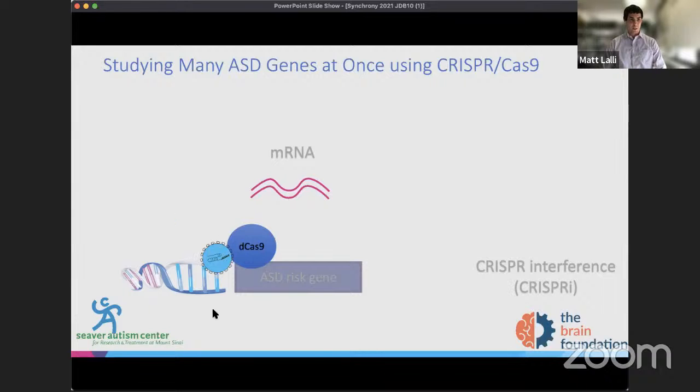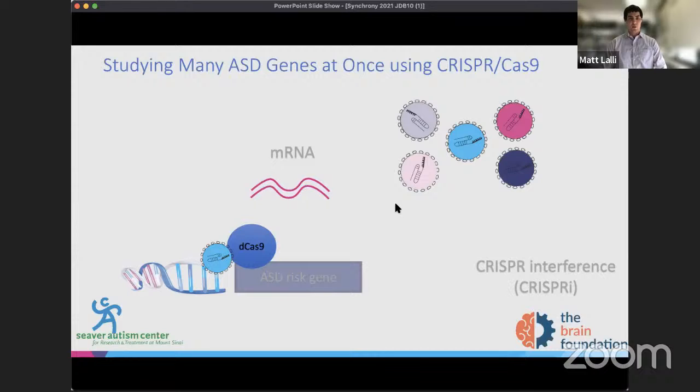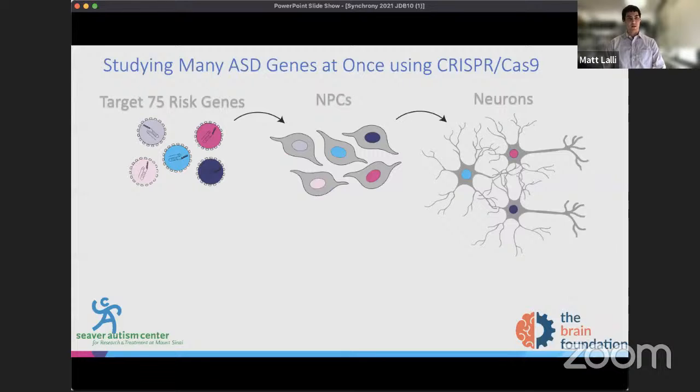The critical piece of CRISPR is this short piece of RNA called a guide RNA that enables us to direct this Cas9 anywhere in the genome. And importantly, this makes it really high throughput because we can generate vast numbers of these guide RNAs targeting each of these individual genes. So now I've described our iPS system and our CRISPRi technology, and now we're going to put it together to make a platform to study many ASD genes at once.